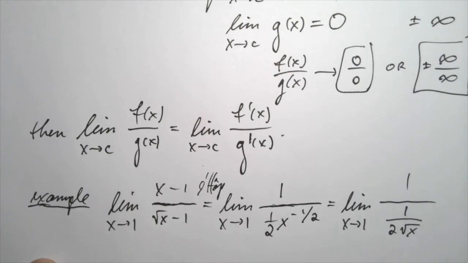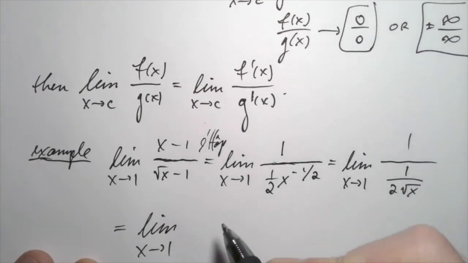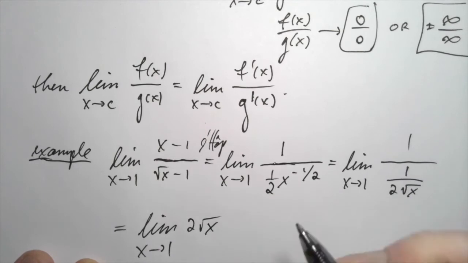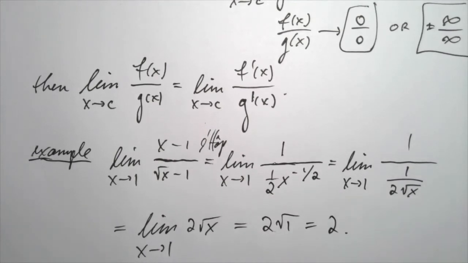Okay, and now that's just the same thing, 1 over something again, right? 1 over 1 over just means take the reciprocal of that fraction in the denominator. This is the same thing as the limit of 2 root x. And now we can just evaluate. We get 2 times the square root of 1, and we end up getting 2. Once again, same answer as before.